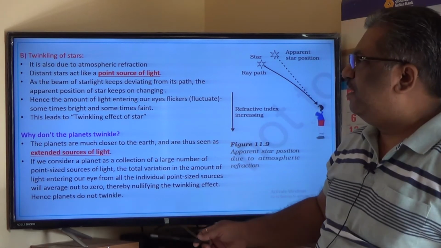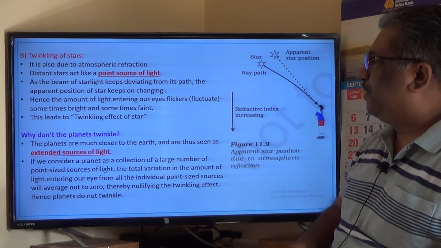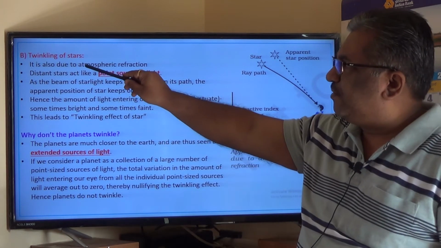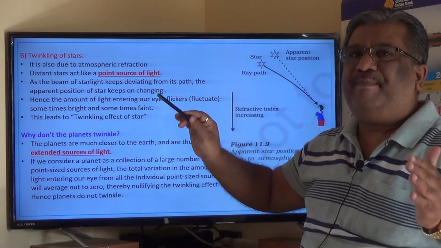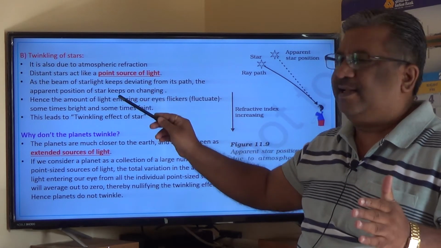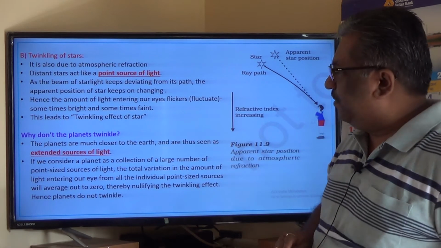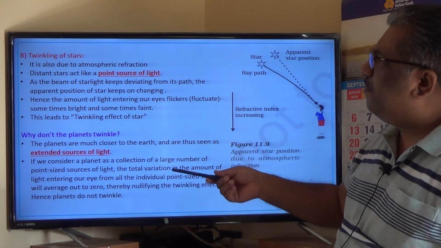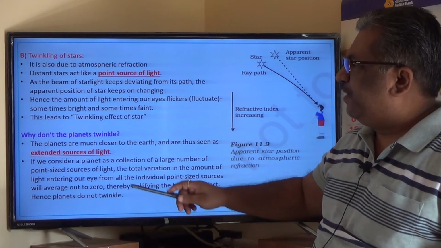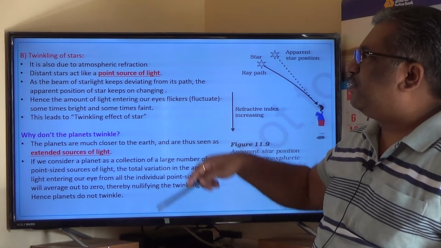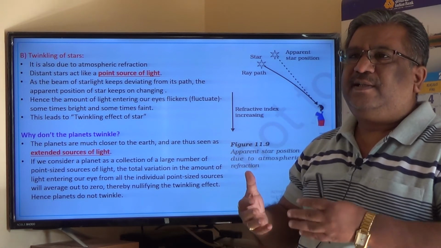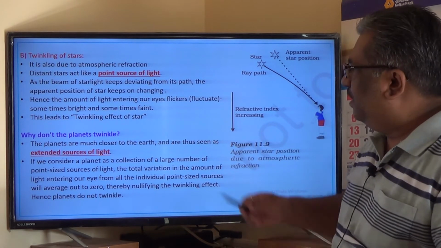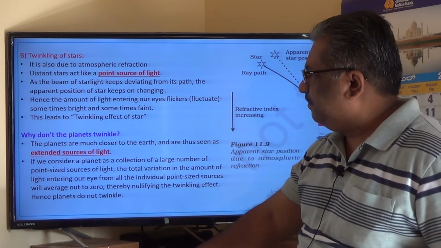A simple answer. So these are the 2 points one must note down, and all these you can club together in order to form a paragraph. Okay, so this is how we can explain twinkling of the stars and why planets don't twinkle, based on atmospheric refraction and the amount of light that enters into our eyes. Okay, so let's see the next one.